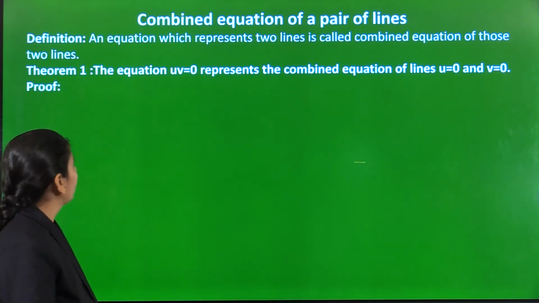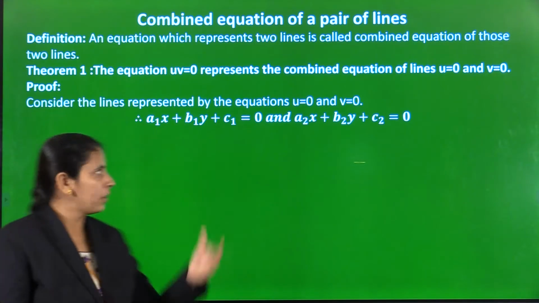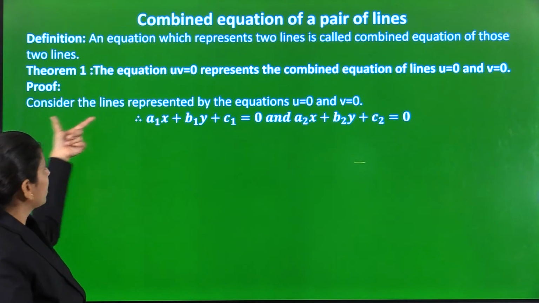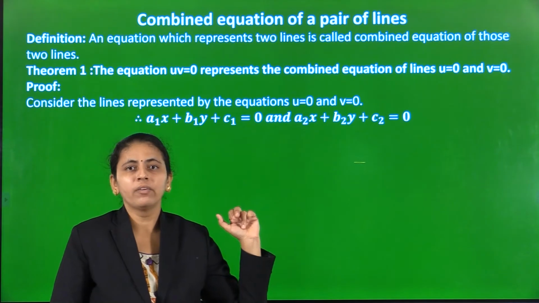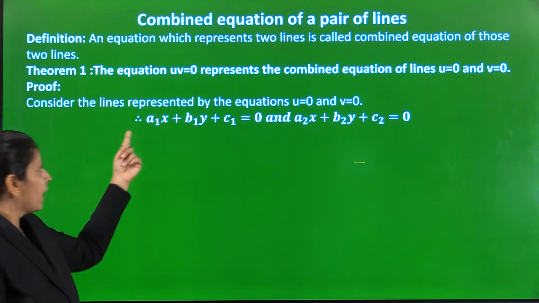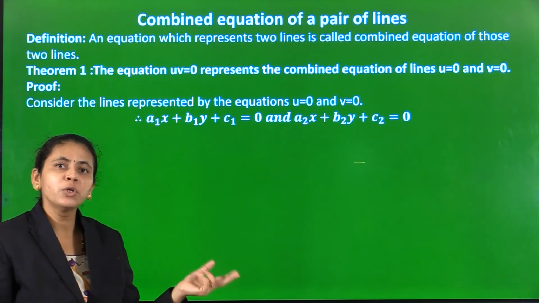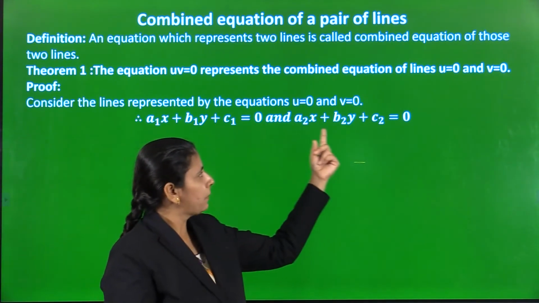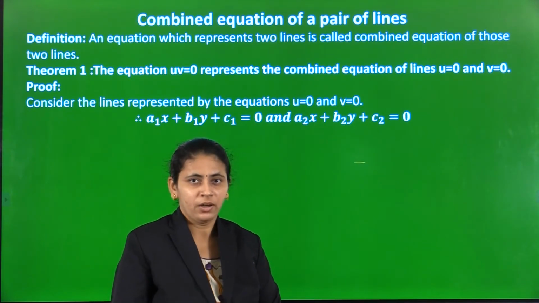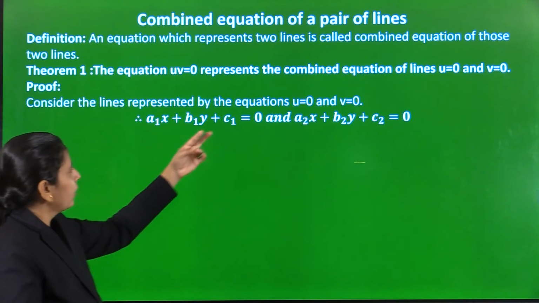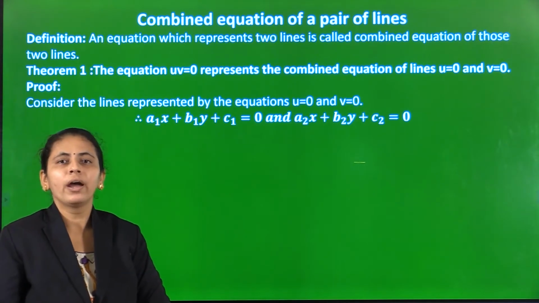For that we consider two equations of lines. In order to prove this theorem, we consider two lines represented by the equations u equal to 0 and v equal to 0. Suppose a1x plus b1y plus c1 equal to 0 is the equation of line u, and a2x plus b2y plus c2 equal to 0 is the equation of line v. Now we have to prove that uv equal to 0 is the combined equation of lines u equal to 0 and v equal to 0.